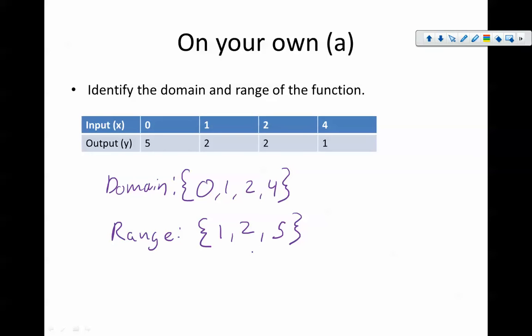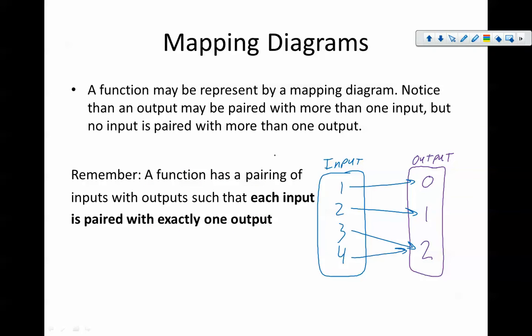So if you've got any questions about domain and range, make sure you leave a comment or ask me. But let's go ahead and move on to our next concept here, where we're talking more about functions. So remember what we said earlier, that a function has a pairing of inputs with outputs such that each input is paired with exactly one output. Well, one of the ways that we can represent a function is called a mapping diagram. And a mapping diagram helps us to see how these pairings are set up.